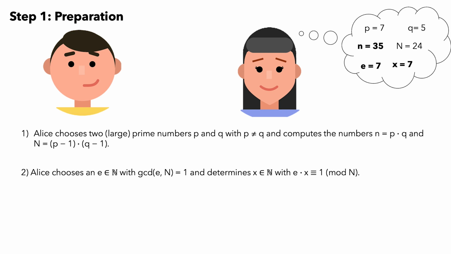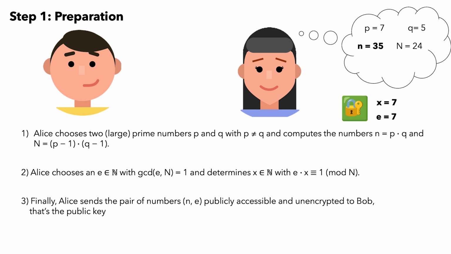You can prove this by yourself by calculating e times x. This is 49. Then you divide this by uppercase N equals 24, which fits exactly 2 times in 49 and gives the expected remainder of 1. The pair of numbers x and e is Alice's private key, and it's only known to Alice herself. Finally, Alice sends the pair of numbers, lowercase n and e, unencrypted and freely accessible to Bob. This is the public key.